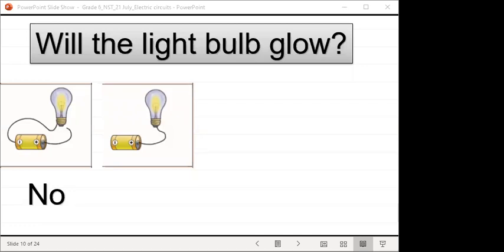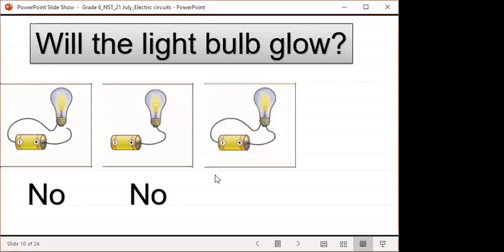Okay, so guys, again, remember, in your cell, both the positive as well as the negative ends need to be connected in the circuit. All ends of the cell need to be connected in the circuit, both the negative as well as the positive end of the cell. All right, next picture. Will the bulb glow in this circuit?